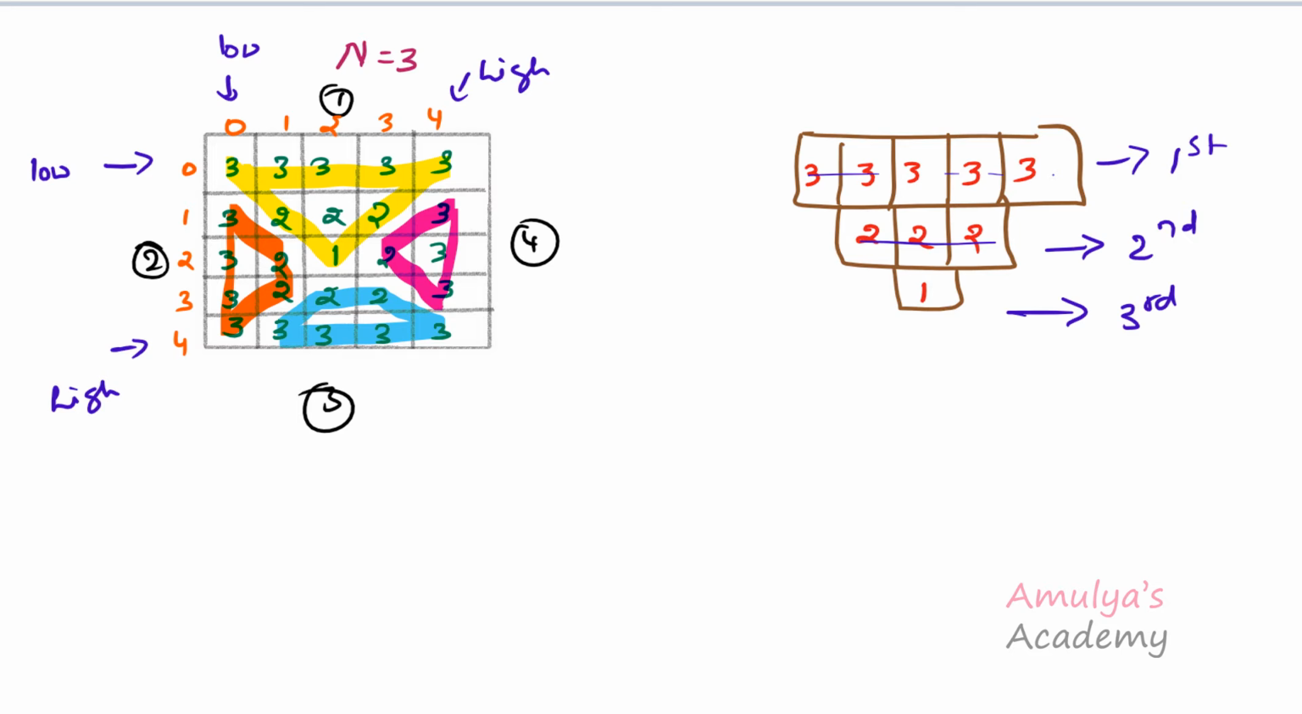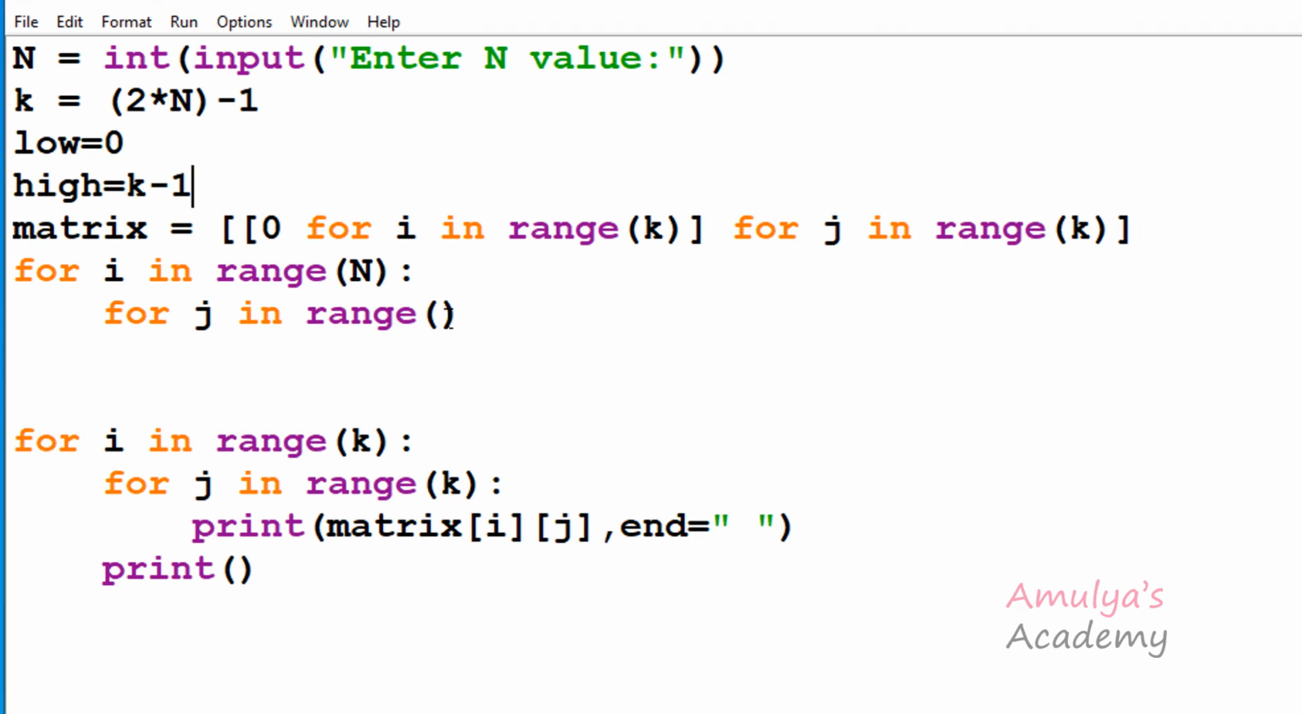So first we want to print 3, 3, 3, 3, 3, right? So that is nothing but 0, 1, 2, 3, 4. From low to high, right? The range is from low to high. 0 is nothing but low and high is nothing but 4. So I'll take range as low to high plus 1. Because in the range function end is exclusive, right? So if I want to take range as 0 to 4, I need to take 0 to 5. That is why high plus 1.